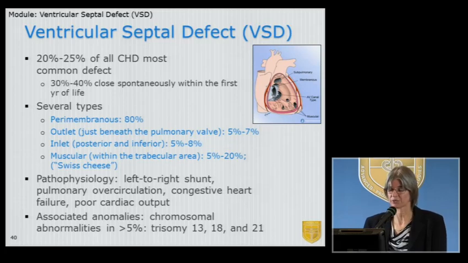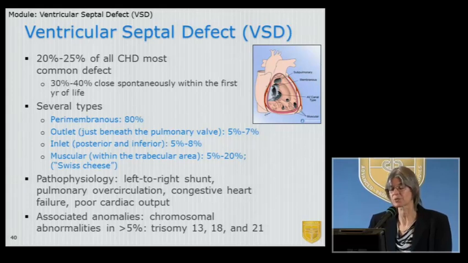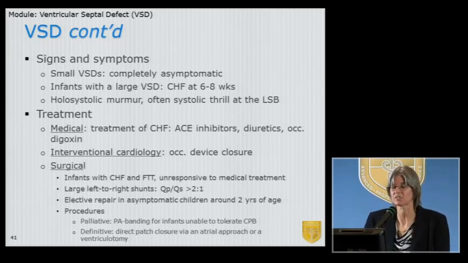So pathophysiology, once again, a left to right shunt, pulmonary overcirculation, congestive heart failure, poor cardiac output. They are in over 5% associated with other anomalies, most of them chromosomal, so watch out for trisomy 13, 18, and 21. Signs and symptoms: small VSDs can be completely asymptomatic, so these are the kids that you just watch.